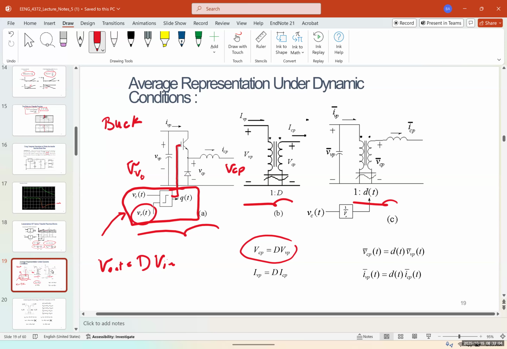We have the reference voltage coming in, and for the representation, again, we add this control system to it. V_CT is going to be 1 over V_R, which is the reference voltage that we get, and we feed back that from the output to the input. And I_VP, again exactly like a buck converter, is going to be d I_CP. By adding the control system, average V_CP is going to be equal to d(t) V_VP, and I_VP is going to be d(t) I_CP.